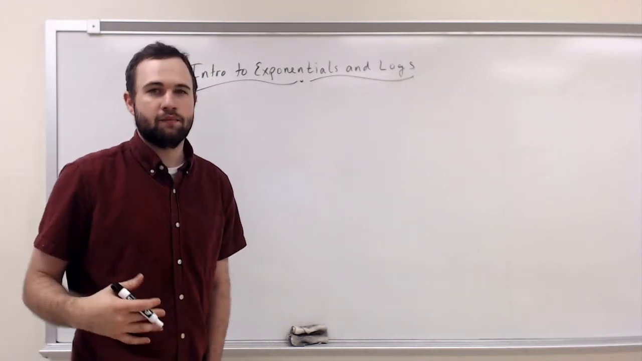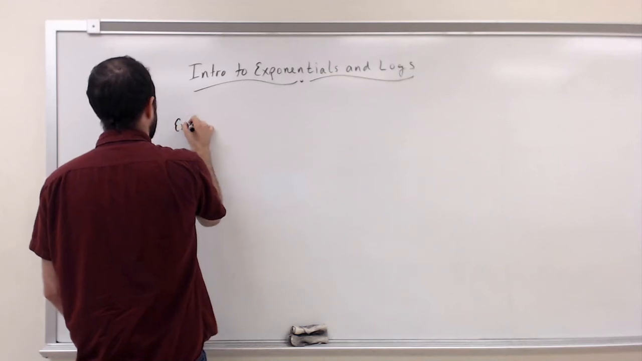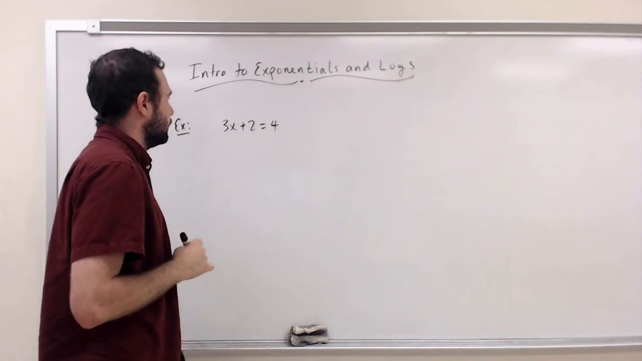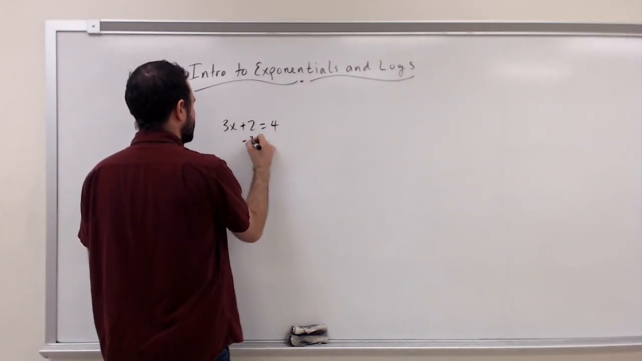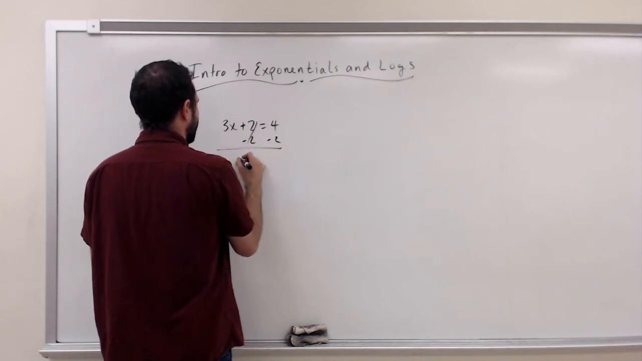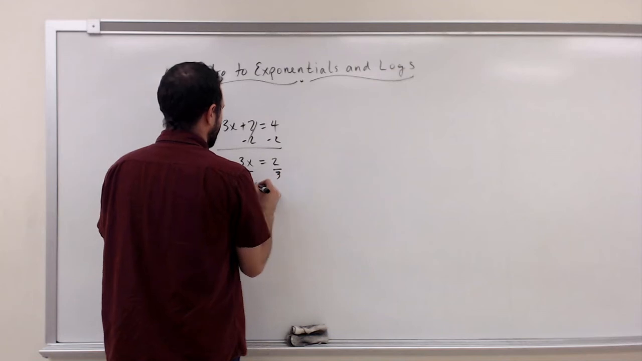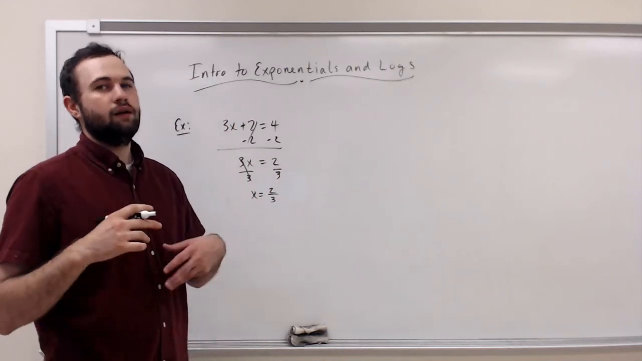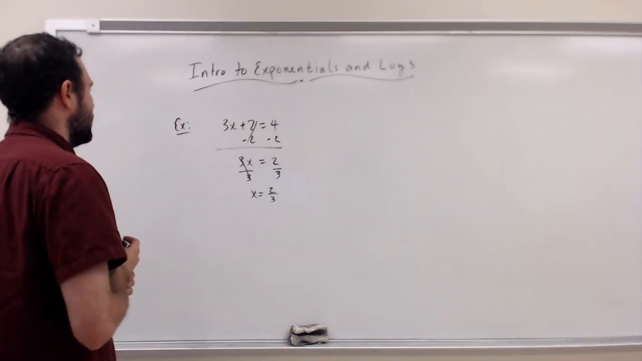So first let's look at something that we're used to. For example, 3x plus 2 equals 4. Okay, and we want to solve this thing. Well, it's fairly straightforward, right? We know how to do this. Subtract 2 from both sides. You're going to get 3x equals 2. Divide both sides by 3. We're going to get x is just 2/3. Okay, and we have this very easy, nice way, at least algebraically, to solve for x here.